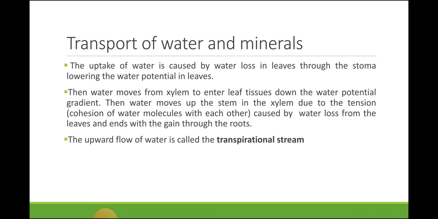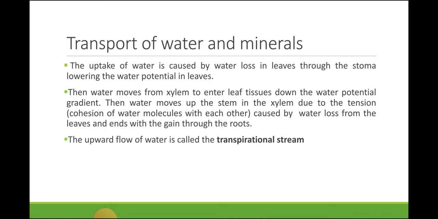Then there is a phenomenon in plants that is called transpiration. Transpiration is a loss of water in the form of vapor in plants, and this water is lost through the stomata. The stoma is just the singular; the plural is stomata. So when water is lost from the leaf, it will lower the water potential inside the leaf. So water from the roots will be able to move up. So when water leaves the leaves, it lowers the water potential.